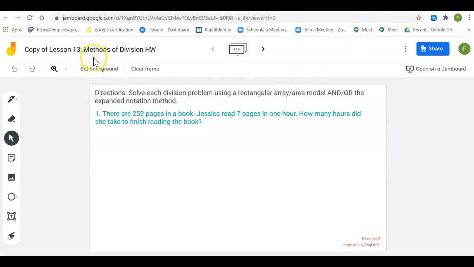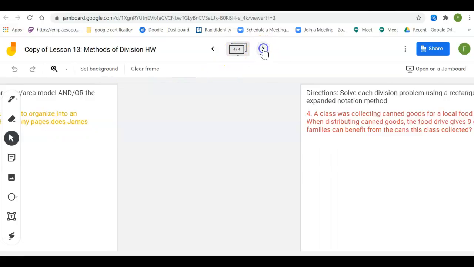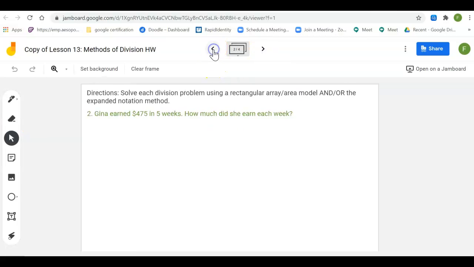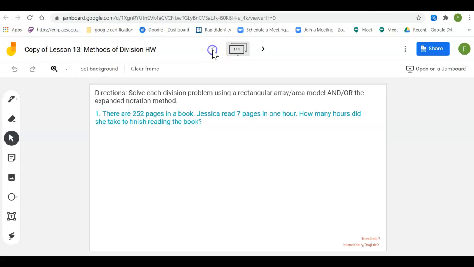This is it, methods of division homework. And see, this is the first one, second one, third. There are 4 problems on this page. So there are 4 problems on this Jamboard. You're going to need to make sure to follow your instructions and to complete each one before you turn the assignment in.